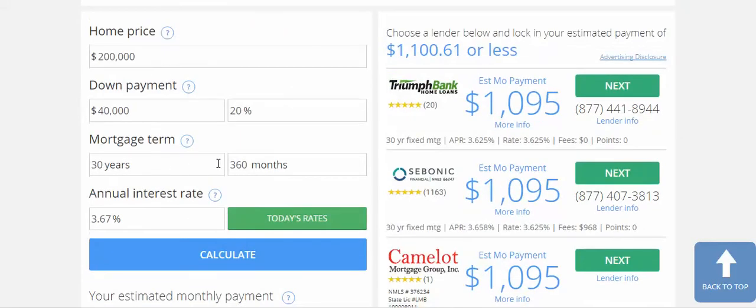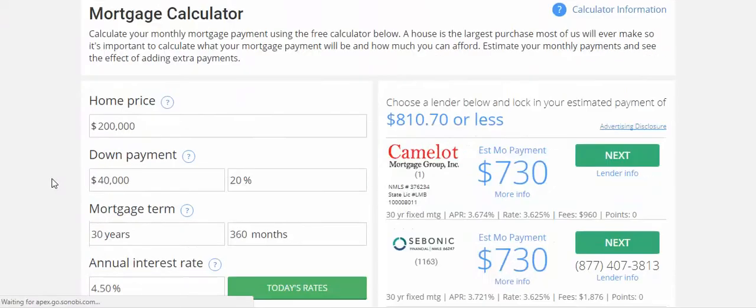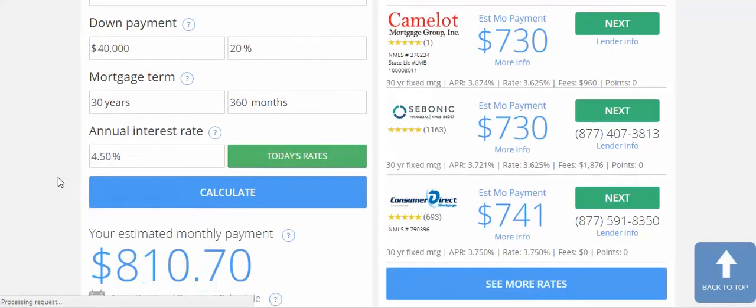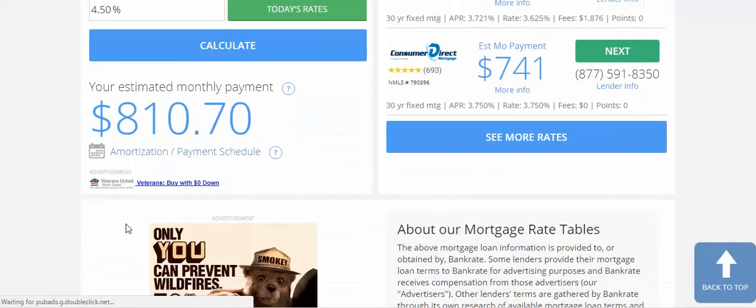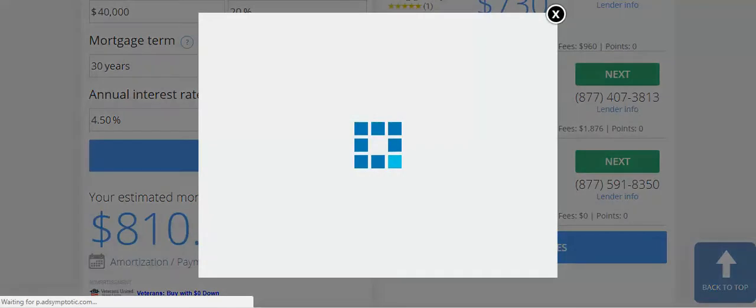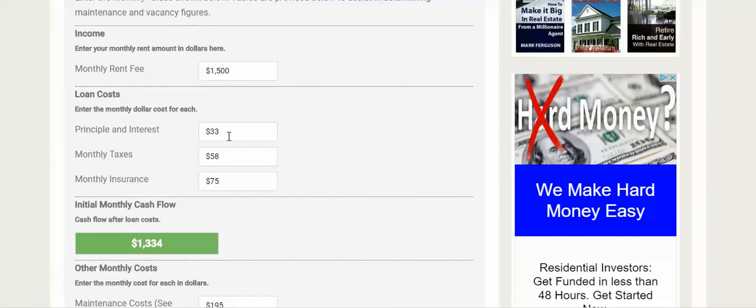We're going to leave it at 30-year amortization. Interest rate, you are going to pay a higher rate as an investor than an owner-occupant. This is an owner-occupant rate. We're going to put 4.5% in there. Calculate. So this tells us your estimated monthly payment is $810 for this property. So I'm going to go back to my calculator and put in $810. See that?